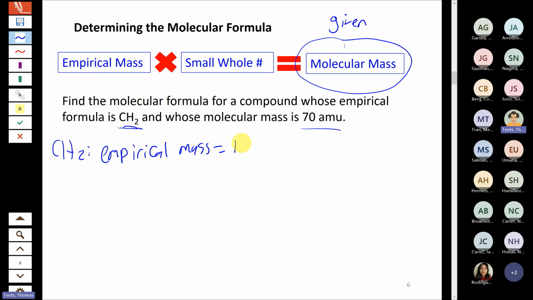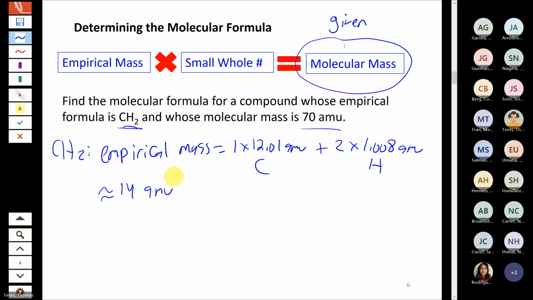So we have one carbon in the empirical formula, which is 12.01 AMU. That's from the periodic table. We have two hydrogens in the empirical formula with an atomic mass of 1.008. So we don't need that much precision here because our molecular mass is just given to two places. So we'll just do that as well. So 14 AMU is the empirical mass, and the molecular mass is given to us as 70. So what we're going to find out next is what is the factor that relates the empirical formula and the molecular formula by dividing the two.